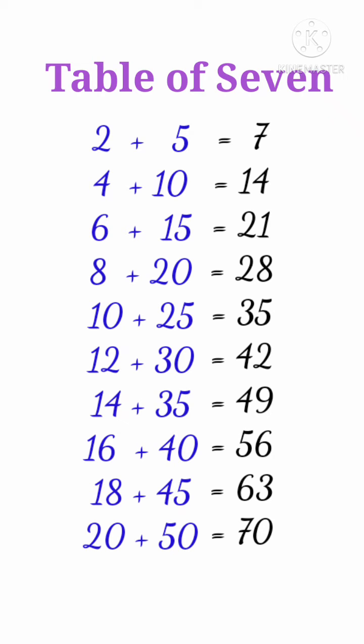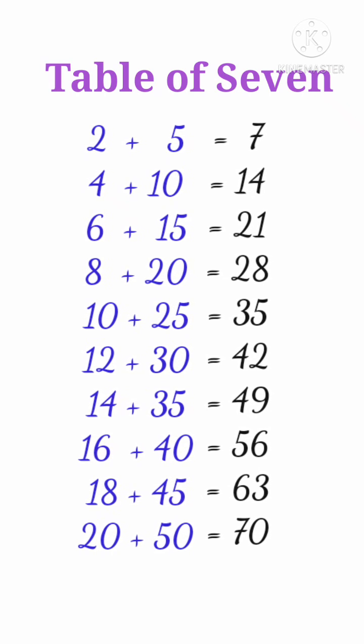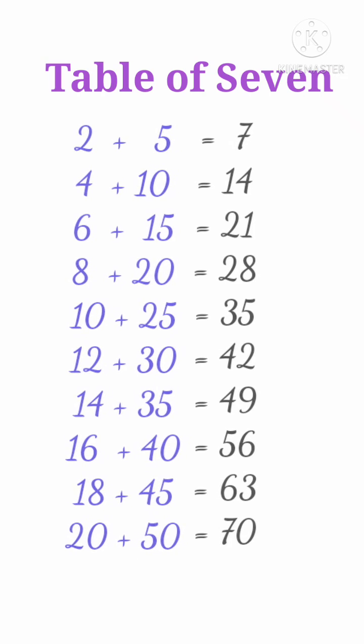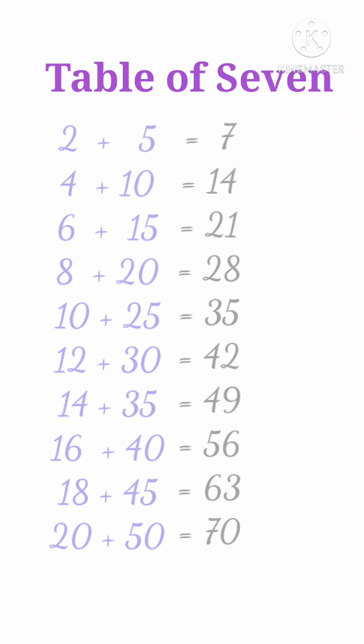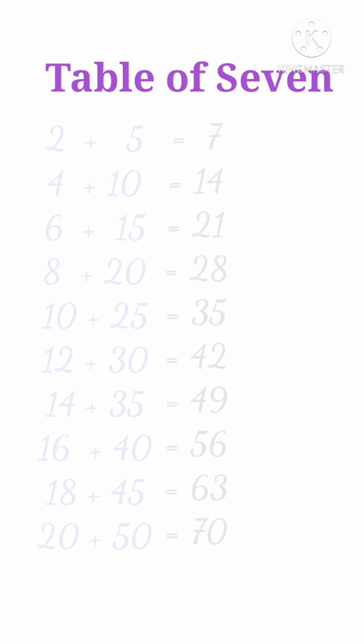Then after, 2 twos are 4, and 5 twos are 10. So 4 plus 10 is equal to 14. Like so, we have to do the addition, and then we'll find that we automatically got the table of 7.